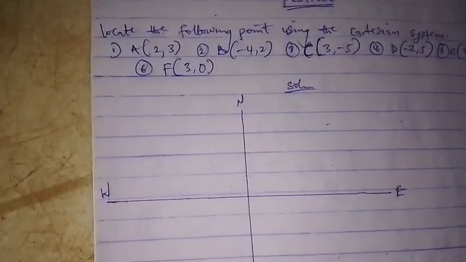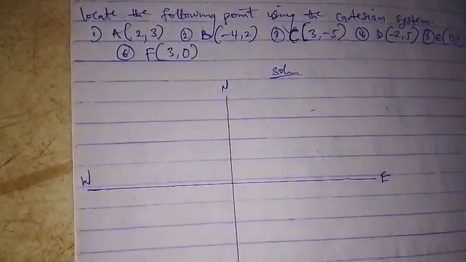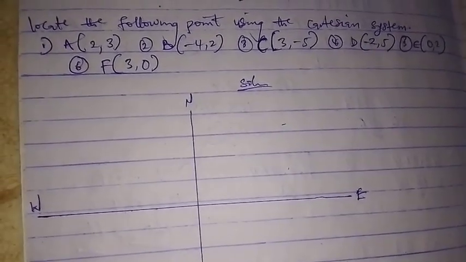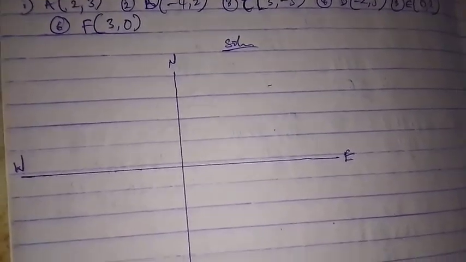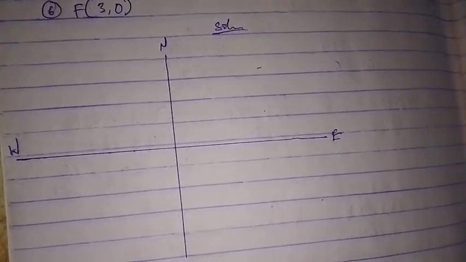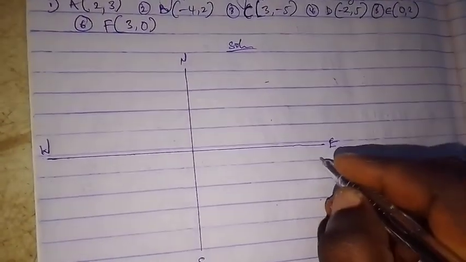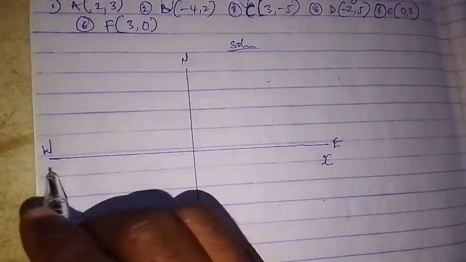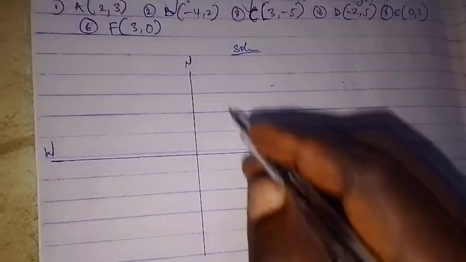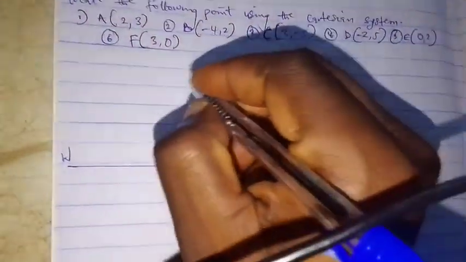Now for the Cartesian system, we are going to be using the coordinates, or rather the axes. For the Cartesian system, we have two axes: the y-axis and the x-axis. At this side, we have the x-axis. The horizontal line is the x-axis, while this vertical line is the y-axis.